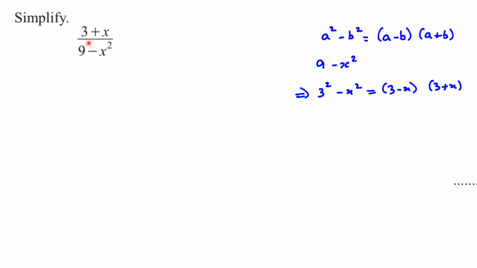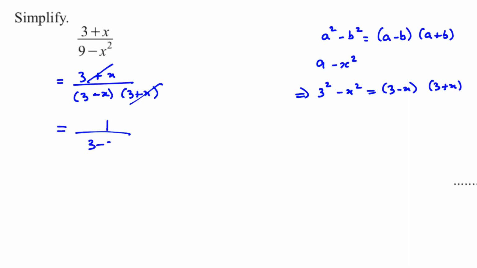So let's write it down here. 3 plus x. In place of 9 minus x square, we will write down the factorized version of it, which is 3 minus x and 3 plus x. 3 plus x will get cancelled and we'll be left with 1 over 3 minus x.